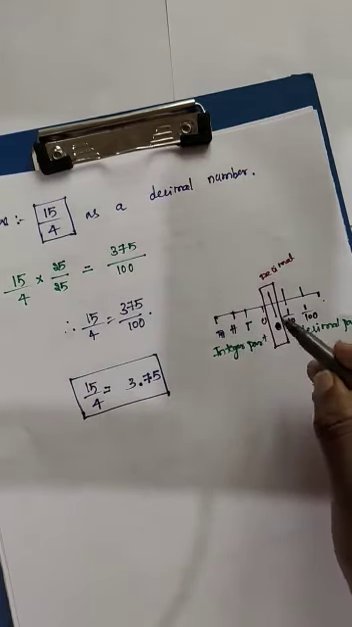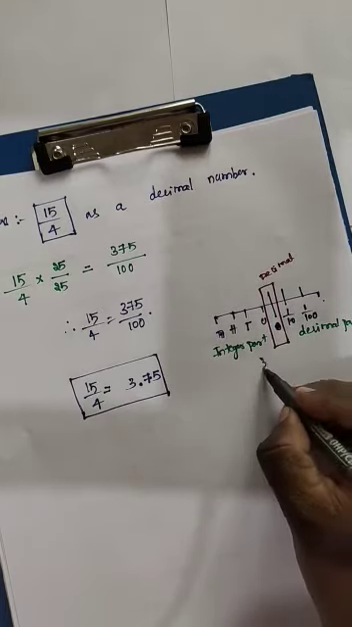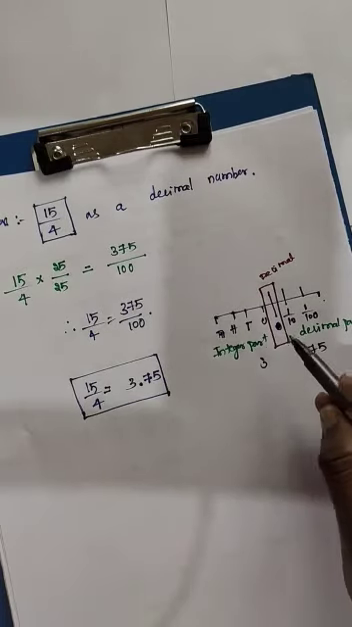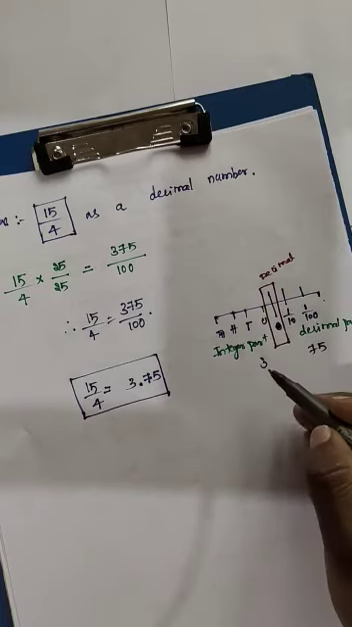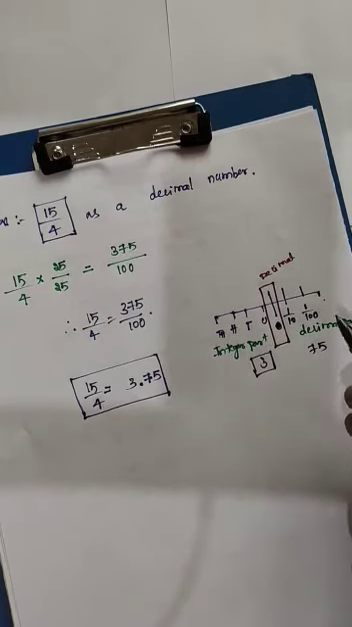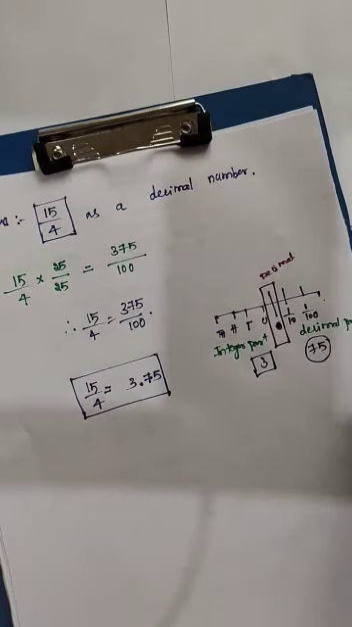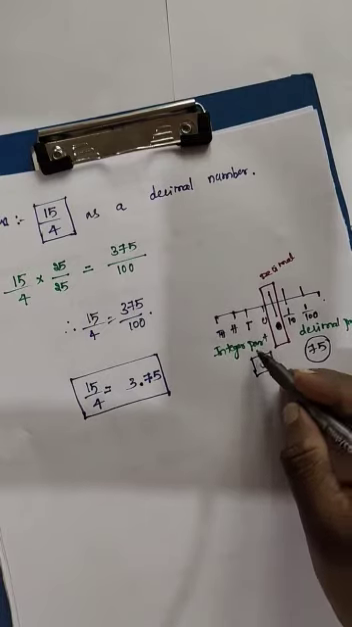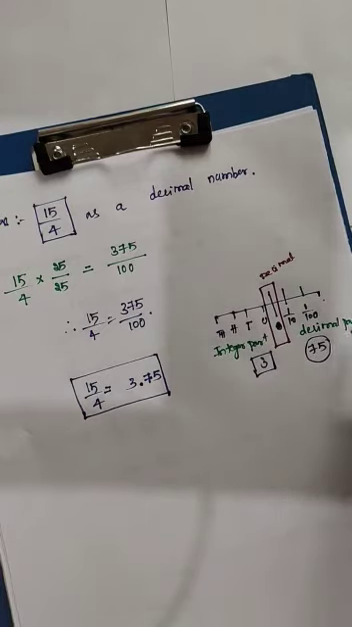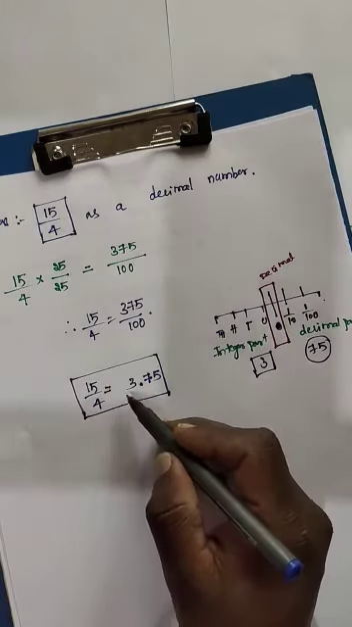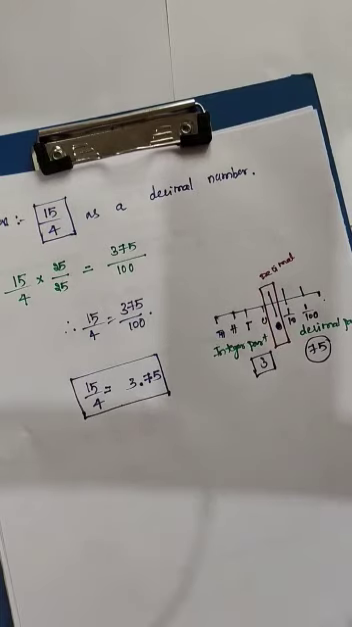So here the integer part is 3 and the decimal part is 75. What is before the decimal point is called the integer part, and what is after the decimal point we call the decimal part. So 3 is the integer part and 75 is the decimal part. So the decimal expansion of 15 by 4 is equal to 3.75. Hence it is a terminating decimal expansion.